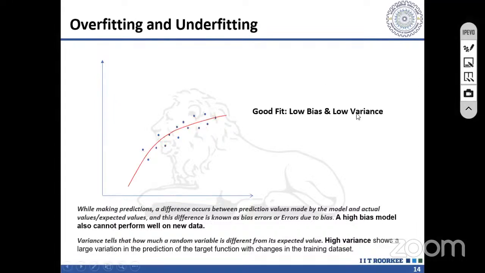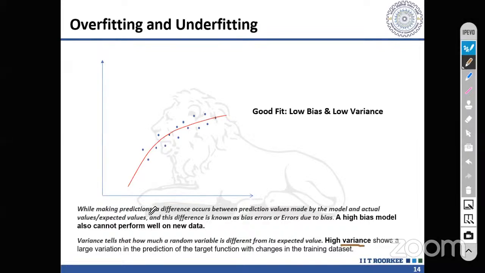For a good fit, we need low bias and low variance. Low bias means that when you give new data, the predictions will not be very far from the actual values. And the variance will also be low, which means if you change the data from training to validation, the error will also be lower.